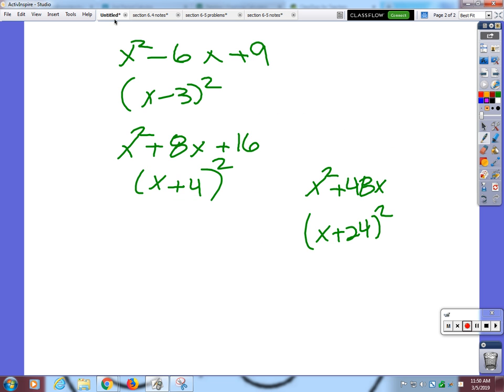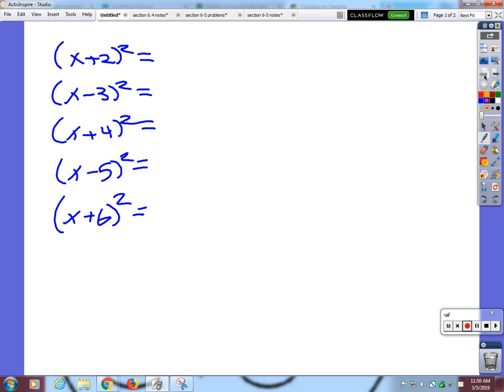So for example, if I asked you, what is x plus 2 squared? You would say it is going to be x squared plus 4x plus 4. So it's the first thing squared, the second thing squared, and then the middle term is this number doubled. Okay?